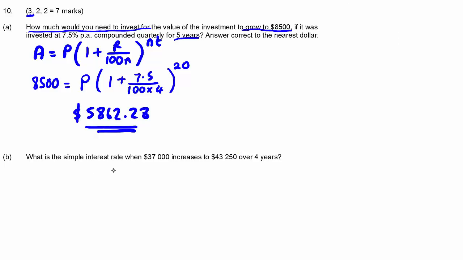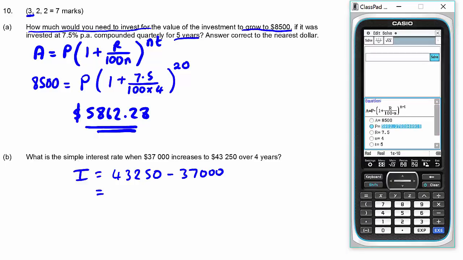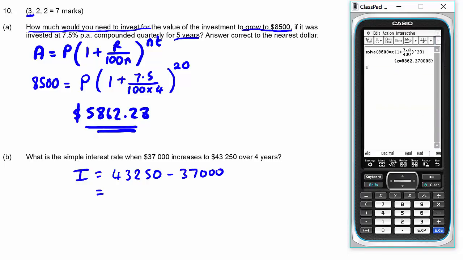What is the simple interest rate when 37,000 increases to 43,250 over 4 years? Now remember, the simple interest formula gives us the interest, it doesn't give us a total amount, so we'll need to work out the interest here. So that's 43,250, take away 37,000. So let's go back to main. So 43,250 take away 37,000, and that's 6,250.